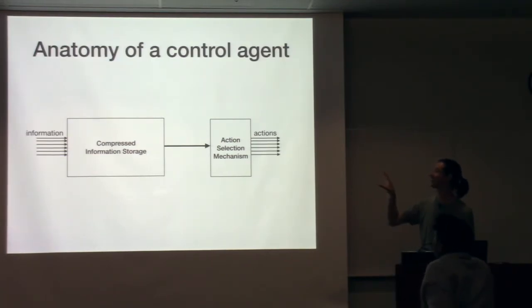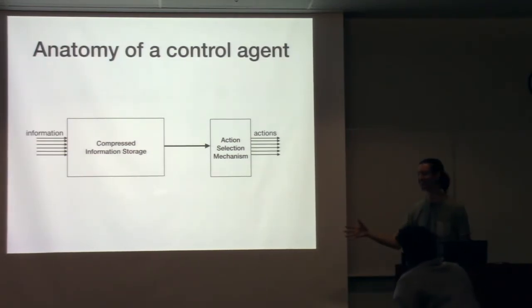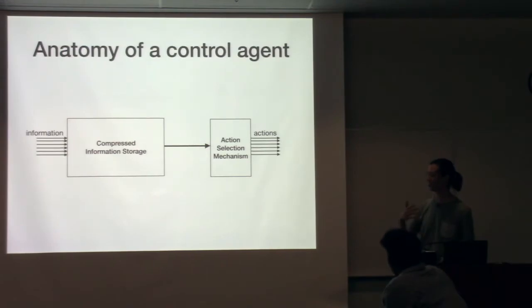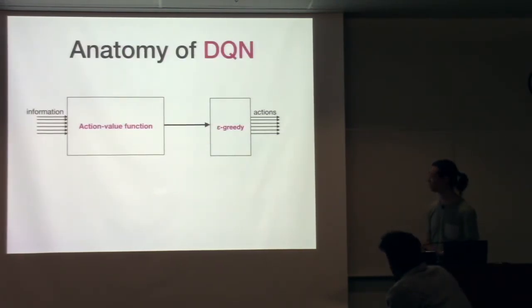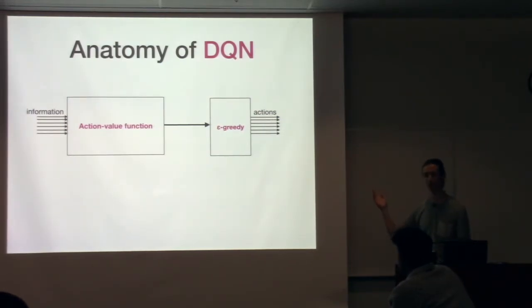So I just wanted to show you how DQN fits into this diagram and what kind of implications that has for how DQN works. So with DQN, the information is stored in the value function, and the actions are selected using some epsilon greedy or fancier action selection method. But I mean, epsilon greedy is good enough for this talk.